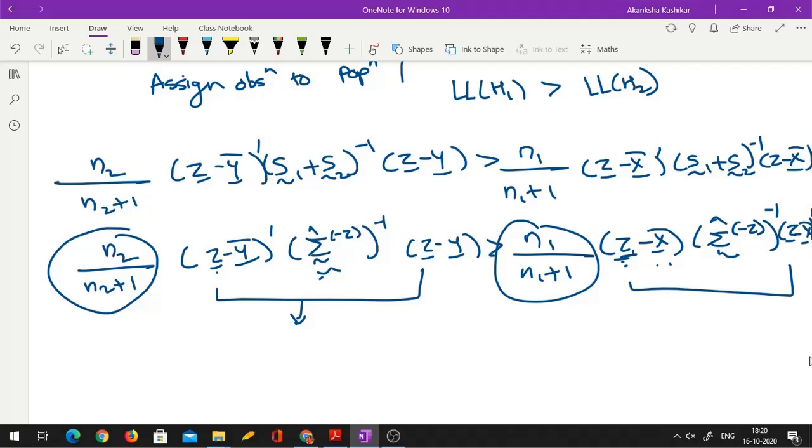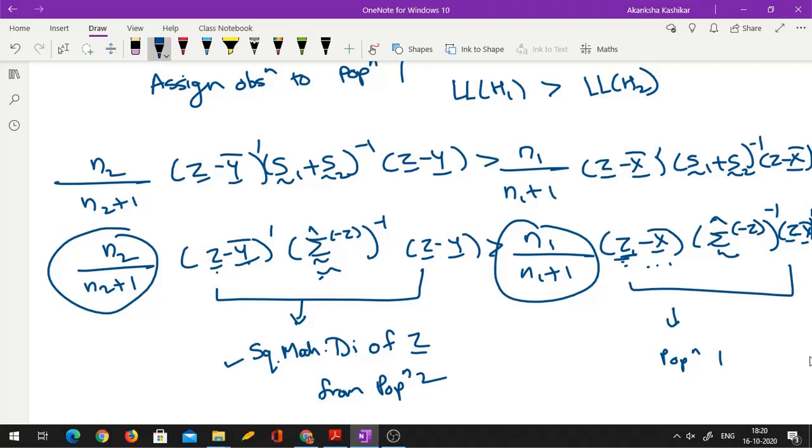Are you getting what I am trying to say? Because I am taking deviation from the second mean here and the first mean here, this is basically the squared Mahalanobis distance of Z from population 2, and this is the squared Mahalanobis distance of Z from population 1. So we are saying that if the distance of Z from population 2 is more, then assign it to population 1, which makes complete sense, right? If the distance of Z from population 2 is more, it means it is away from population 2, so it should ideally be assigned to population 1.